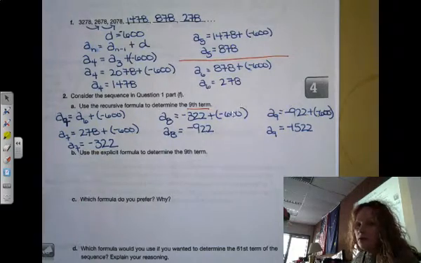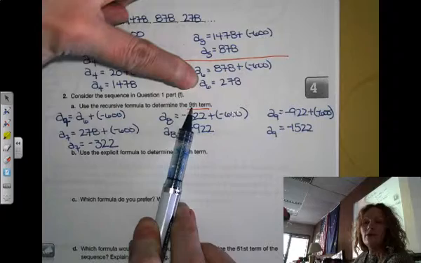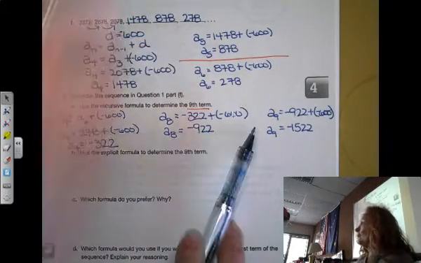So using the recursive formula, in order to get the 9th term, when the last one we had was the 6th term, you had to find the 7th, and then you had to find the 8th, and then you had to find the 9th.